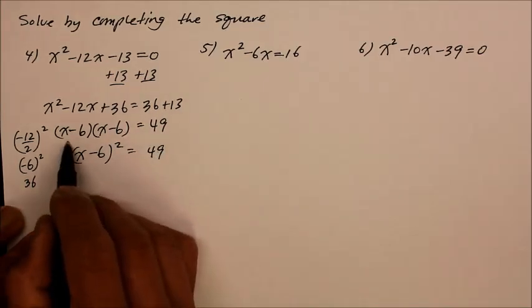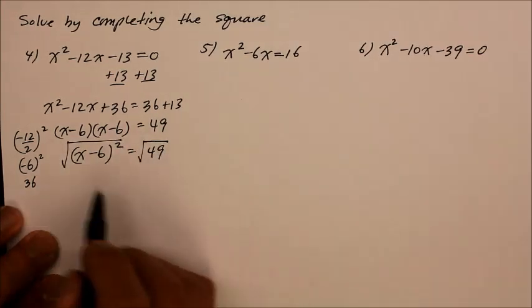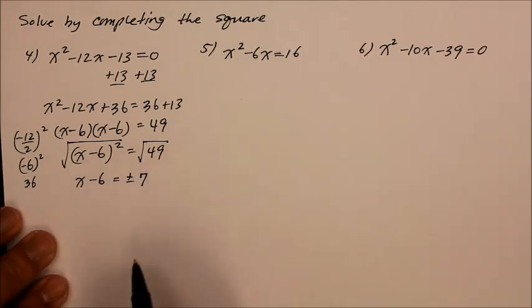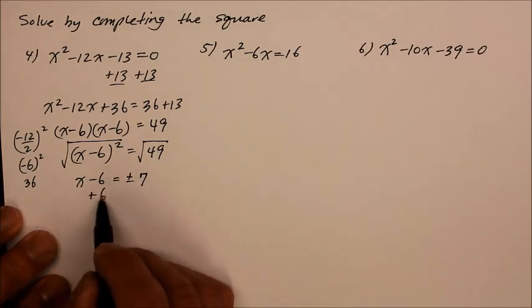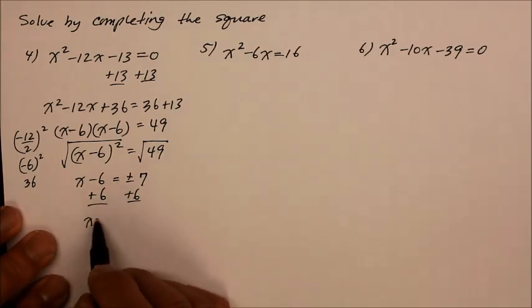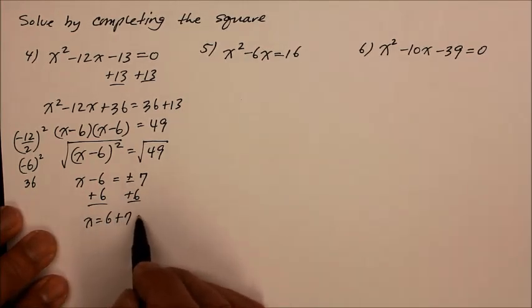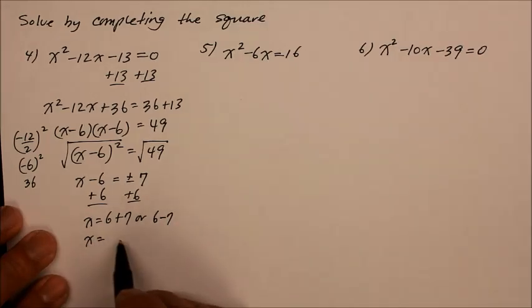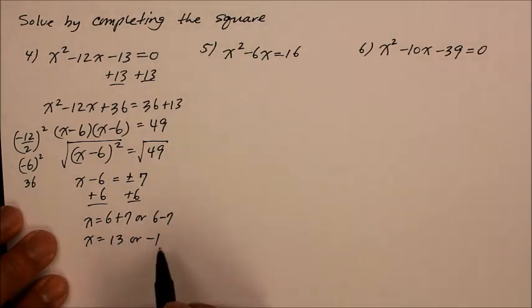And I'm going to square root both sides. So x minus 6 is equal to plus or minus 7. Add 6 to both sides of the equation. X is equal to 6 plus 7 or 6 minus 7. So the two possible solutions are 13 or negative 1.